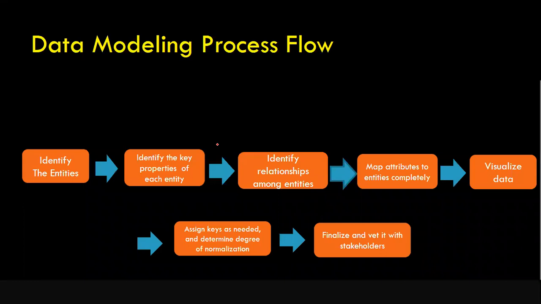Okay, this is the data modeling process flow at a high level. Identify the tables or entities that are required to create your report, then identify the key properties, nothing but the columns that belong to each table, then identify the relationship between the tables, then map the attributes to entities completely, and visualize the data. After visualizing the data, if you think that in order to do some kind of filtering it needs additional keys, then you need to go and check it, finalize it, and vet it with your stakeholder. Share the document with the customer. Finally, if they review it and give comments, you can include them, and that's it.